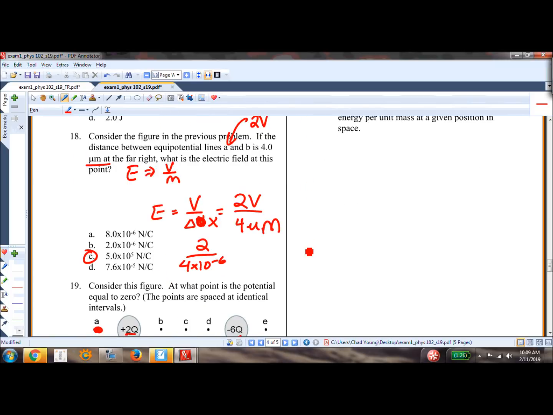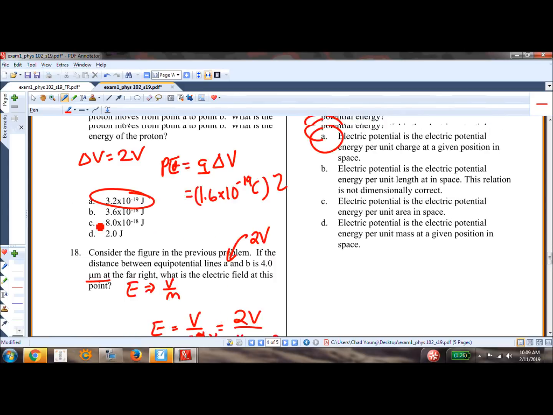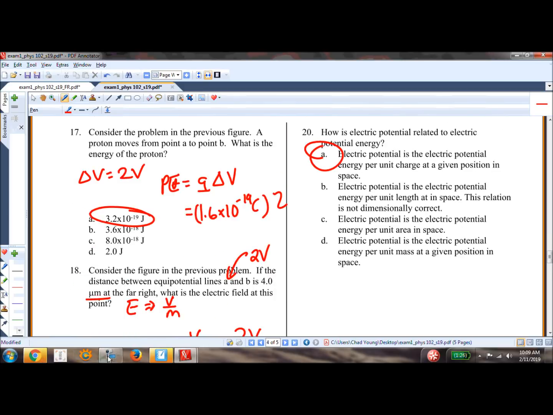Okay, so that's it. You might see a little bit different order. I'm going to rearrange the questions so that you can see all those that are related to one another, but otherwise it'll be the same.